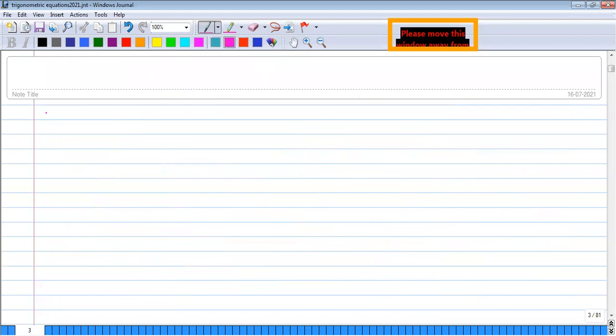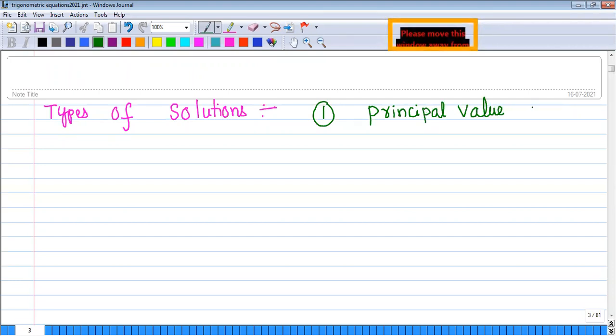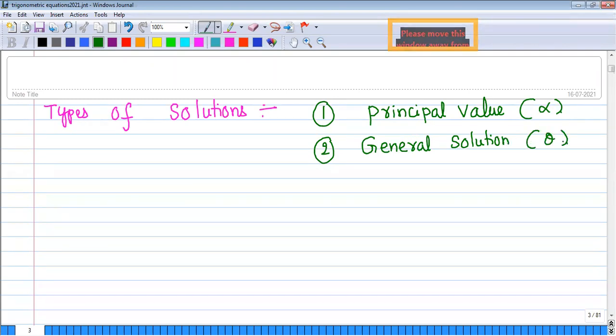So now, types of solutions. That's why we need to study in detail trigonometric equations, types of solutions. The first solution is principal value, generally denoted by alpha. Second is general solution, generally denoted by theta.